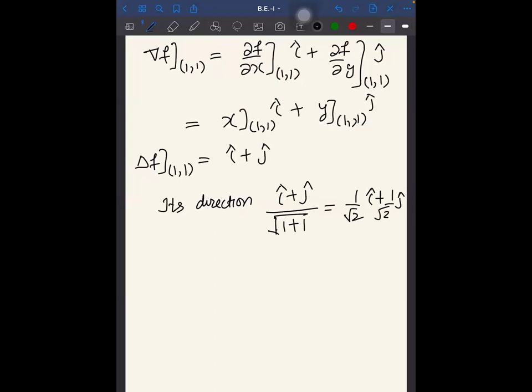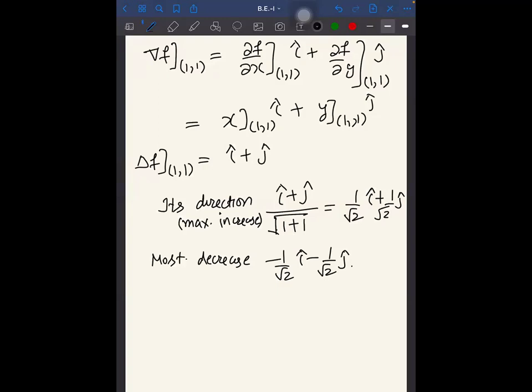And what would be the direction of most rapid decrease? Minus 1 by root 2 i, minus 1 by root 2 j. Yes. This is the max increase, and most decrease is minus 1 by root 2 i minus 1 by root 2 j. True? Are you with me on this? Right? So is it fine?